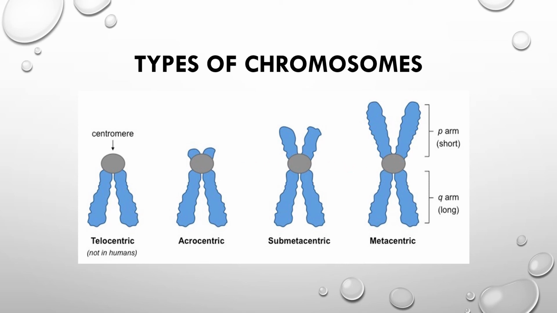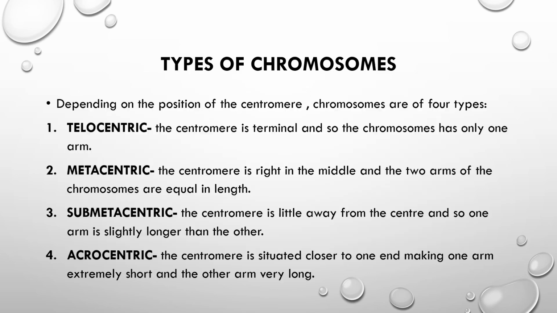What is the centromere? It is a primary constriction which separates the chromatids. It also holds them at one position with the spindle fibers during cell division. So there are four types of chromosomes depending upon the position of the centromere. Telocentric: the centromere is terminal. Terminal means at the end, and so the chromosome has only one arm.